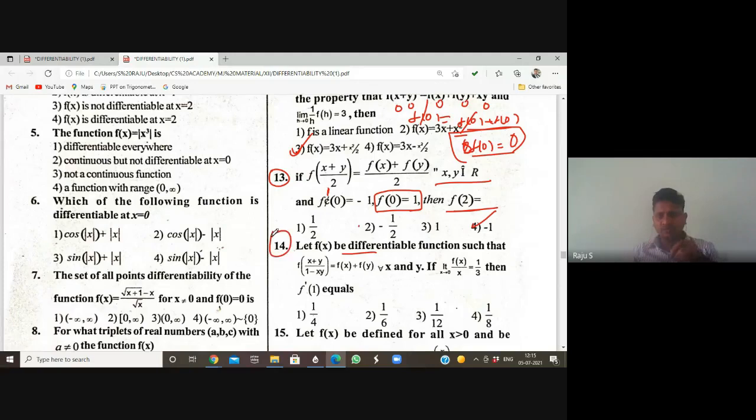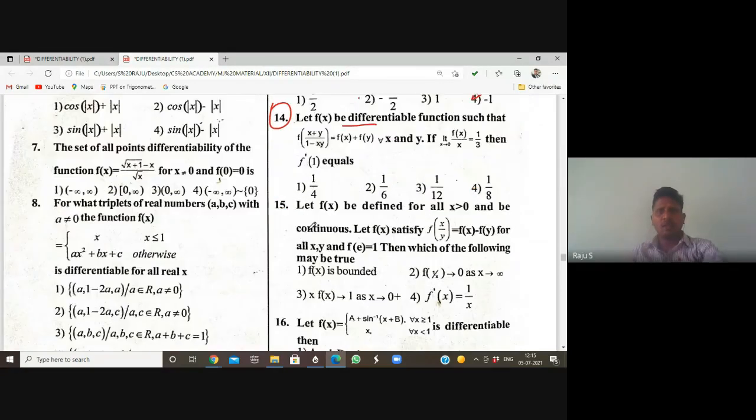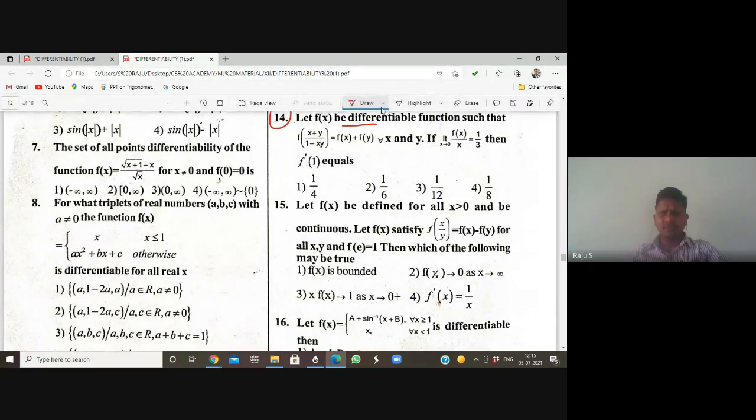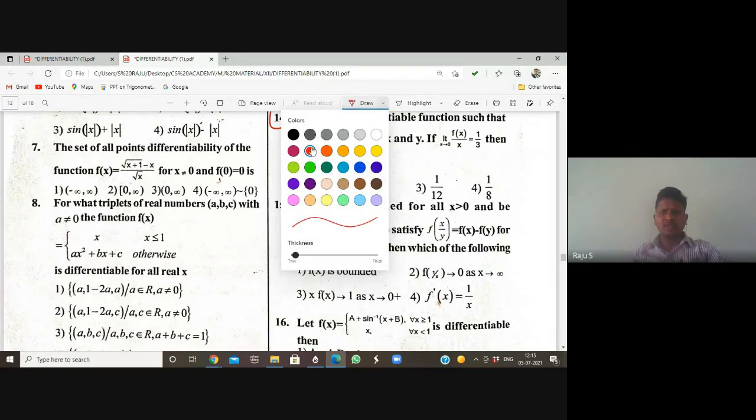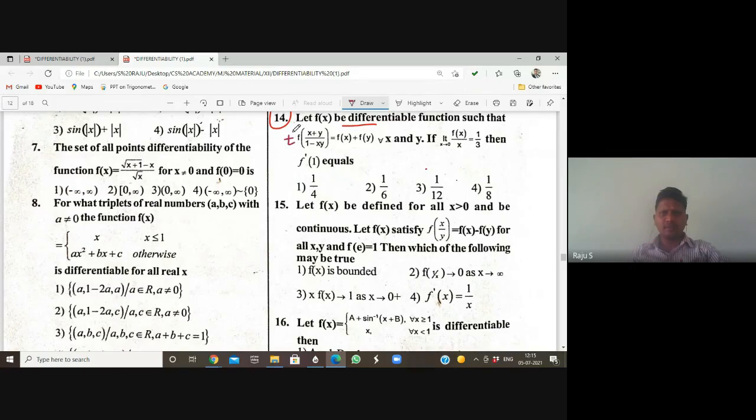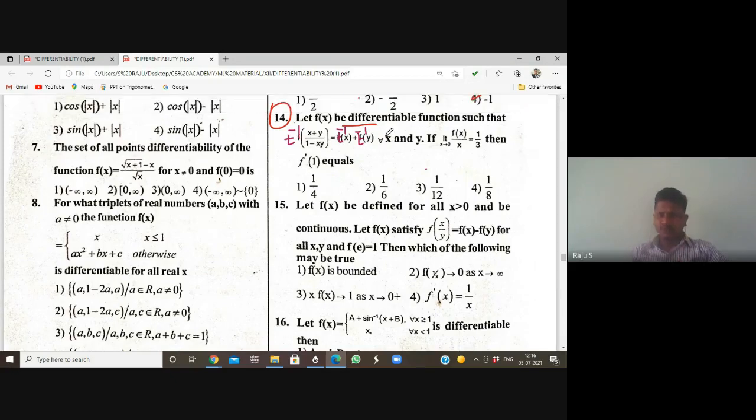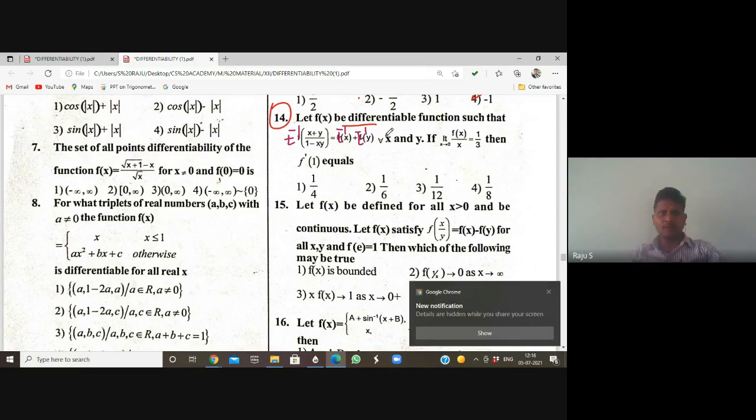And question number 14: f of x is a differentiable function such that f of (x plus y) by (1 minus xy) is equal to f of x plus f of y. Again, if you see this, did you get any idea? It is in the form of something familiar. When I change f as tan inverse, yes or no? What is the formula for tan inverse x plus tan inverse y? Tan inverse of (x plus y) by (1 minus xy). Yes or no?